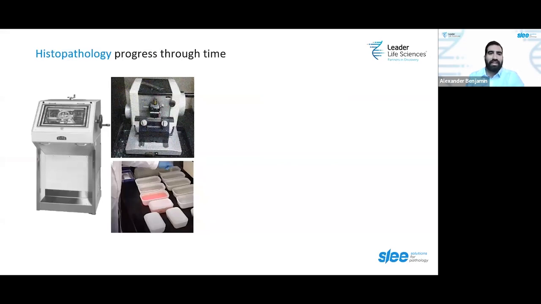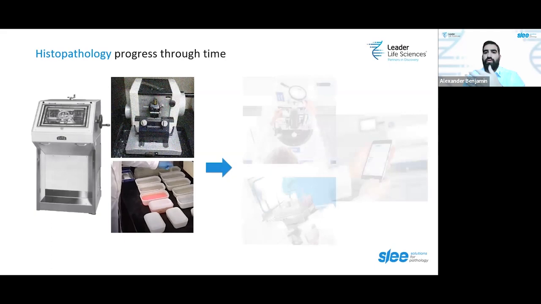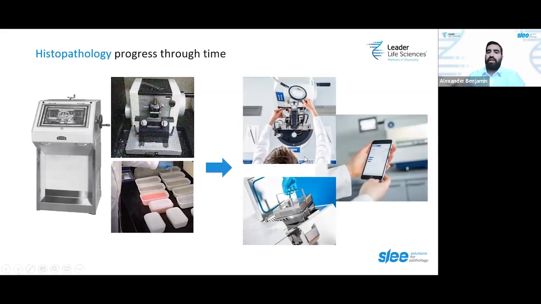As with everything in this life, things didn't start very fancy. In the old days, you would see things happening by hand, or with old equipment like the ones you see in the photos. On the left side, you can see the first cryostat, which was actually a SLEE cryostat invented by the founder of the company. So even this wasn't there from the beginning. But moving through the years, you find more modern equipment, things that become more automated, more friendly for the users, and most importantly, more accurate for the patients. Because as we said before, we talk about human lives, and this is very important.